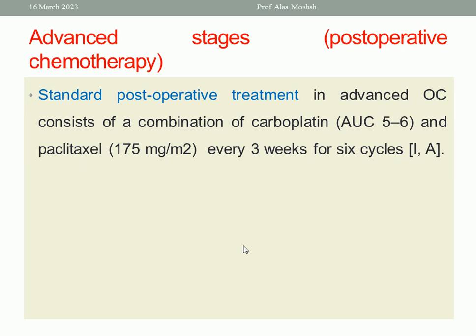Standard post-operative treatment in advanced ovarian cancer consists of a combination of carboplatin and paclitaxel every 3 weeks for 6 cycles. So carboplatin and paclitaxel is given every 3 weeks for 6 cycles, as I mentioned before. This is the post-operative chemotherapy. So we start with primary debulking surgery, then we give post-operative chemotherapy.